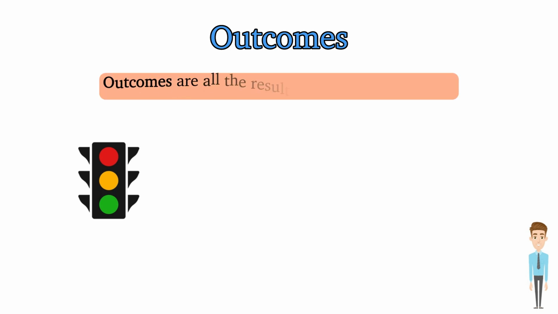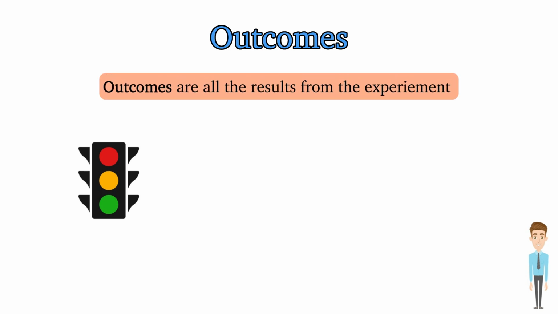Firstly, outcomes. Using a set of traffic lights as an example, outcomes are all the results from the experiment. In this case, red, amber, or green. Now, from experience, you know that one light, perhaps red or green, remains on longer than the others. So each outcome is not equally likely.